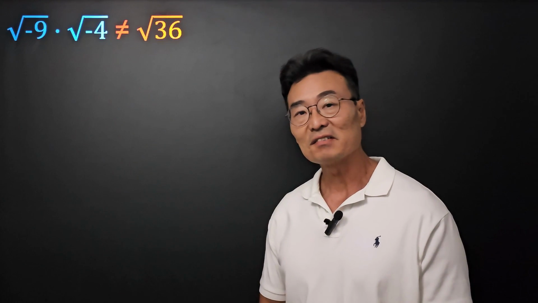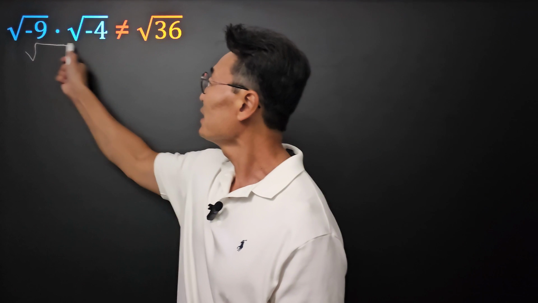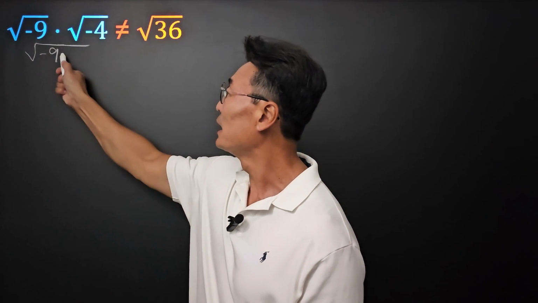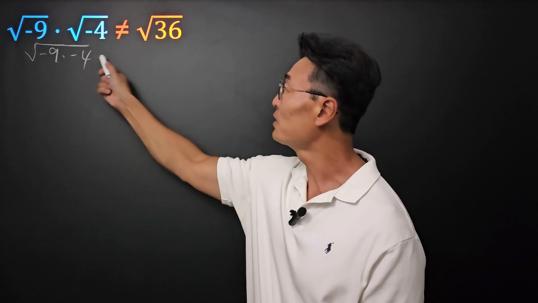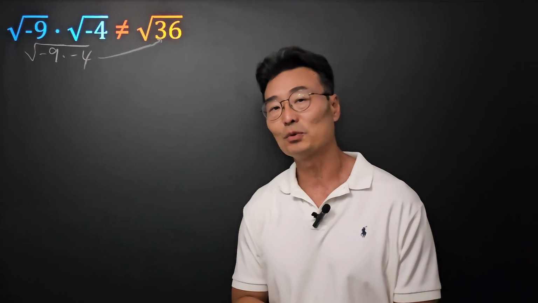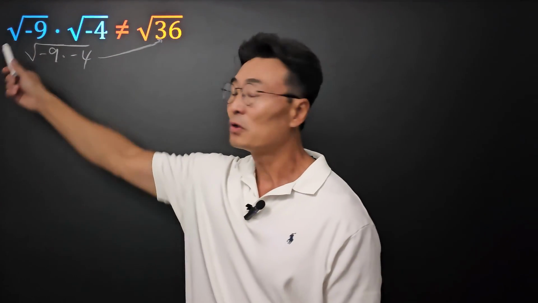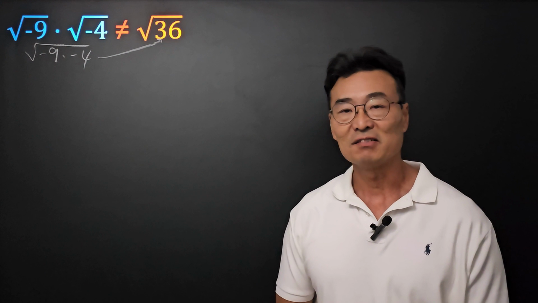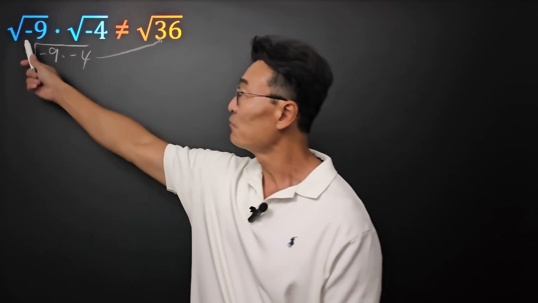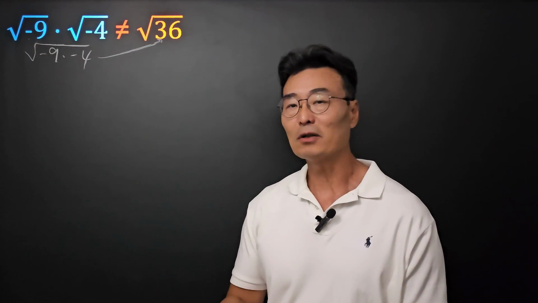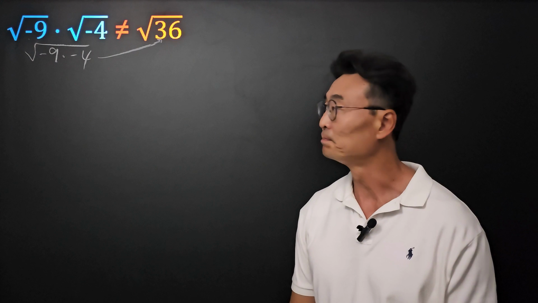You might be looking at this and saying, what? Why is that not true? If you take the square root of negative 9 times the square root of negative 4, of course, negative 9 times negative 4 is positive 36, and you get the square root of 36. However, here is the rule. The square root of negative 9 is a number that does not exist, since you cannot take the square root of a negative number. Meaning, if you have a number that doesn't exist, how do you multiply it to another number that doesn't exist? So instead, here's what we have to do.